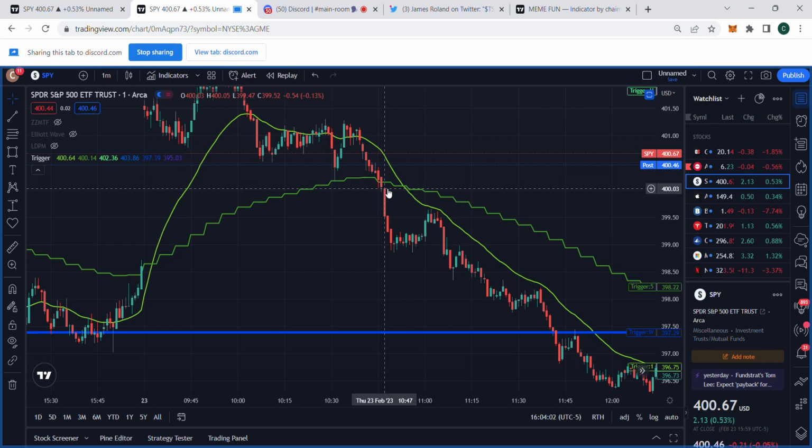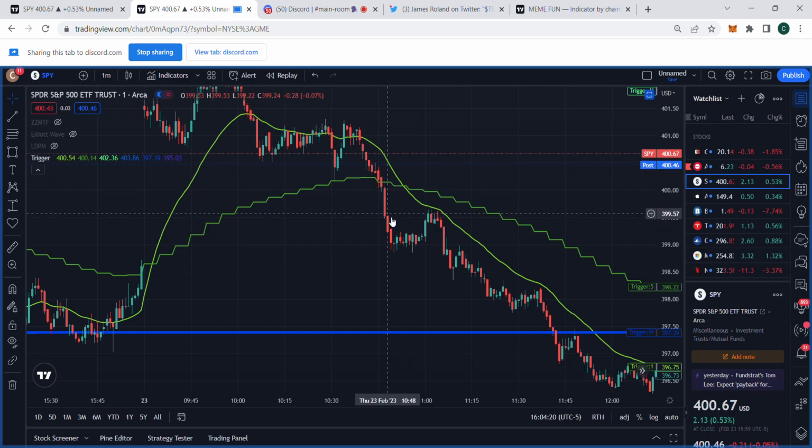So you would have gone short at 400.03, and your stop loss would have been 10 cents above the 5 minute trigger. So 413 was the 5 minute trigger. Your stop loss is 424. So you're going short at 400, stop loss at 400.24. Your maximum risk is under 10%.